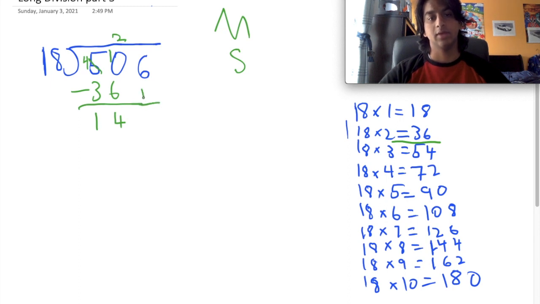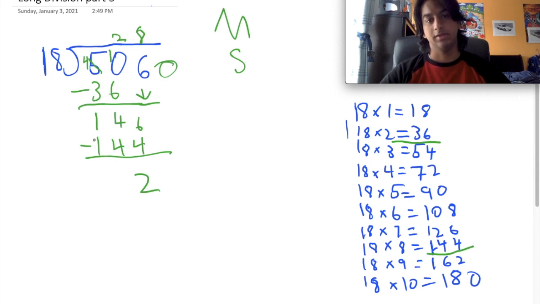Then we have to bring down the 6, 146. Okay, that's right here in between 8 and 9. So we'll go with 8. 8 times 18 is 144. And now we have a remainder of 2. And we know it's a remainder and that we can't go on because there are no more digits over here, and 2 is smaller than 18.